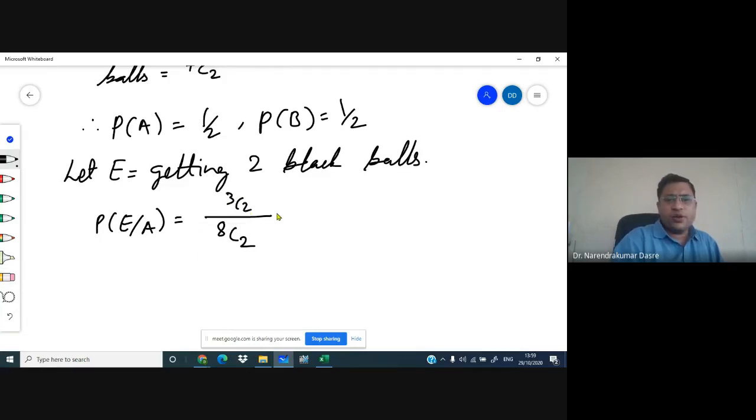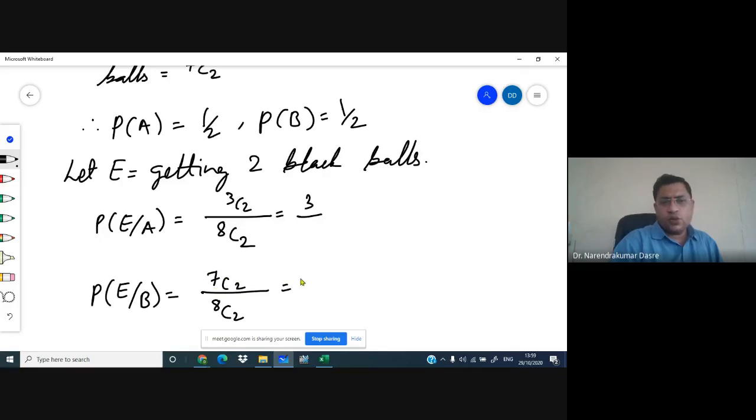And so 3C2, and that's going to be 3. And then what is the probability of getting two black balls when B is selected? So it is again 8C2, and here this is 7C2. So give me these probabilities, E on A and E on B.